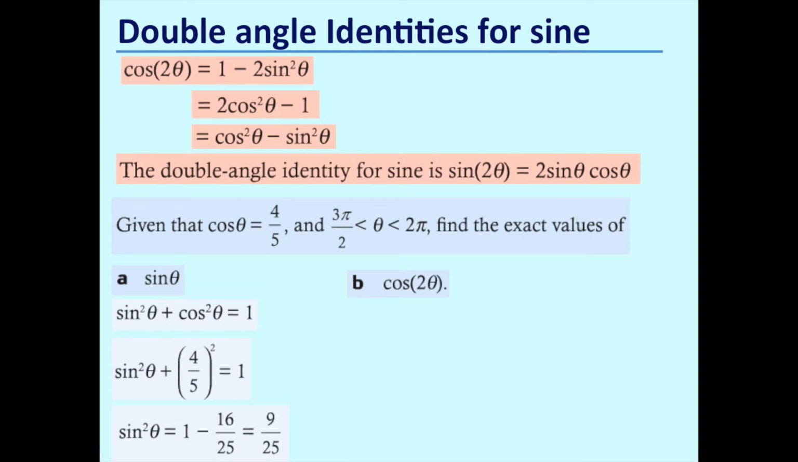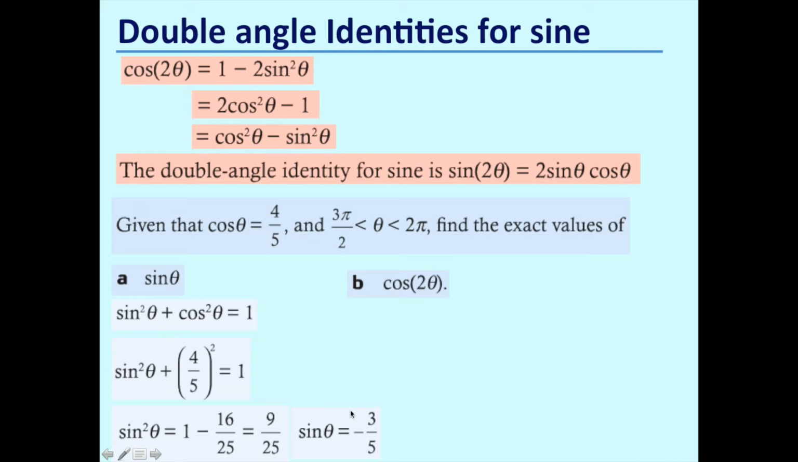So we're going to need to take the square root of this to find sine theta. Now the square root of this is going to be plus or minus 3 over 5. However, because we are told up here that theta must be between 3 pi by 2 and 2 pi, that tells us we're looking at the fourth quadrant. And if we're in the fourth quadrant, we can infer that the value of sine will be negative. So therefore, sine theta will be negative 3/5.